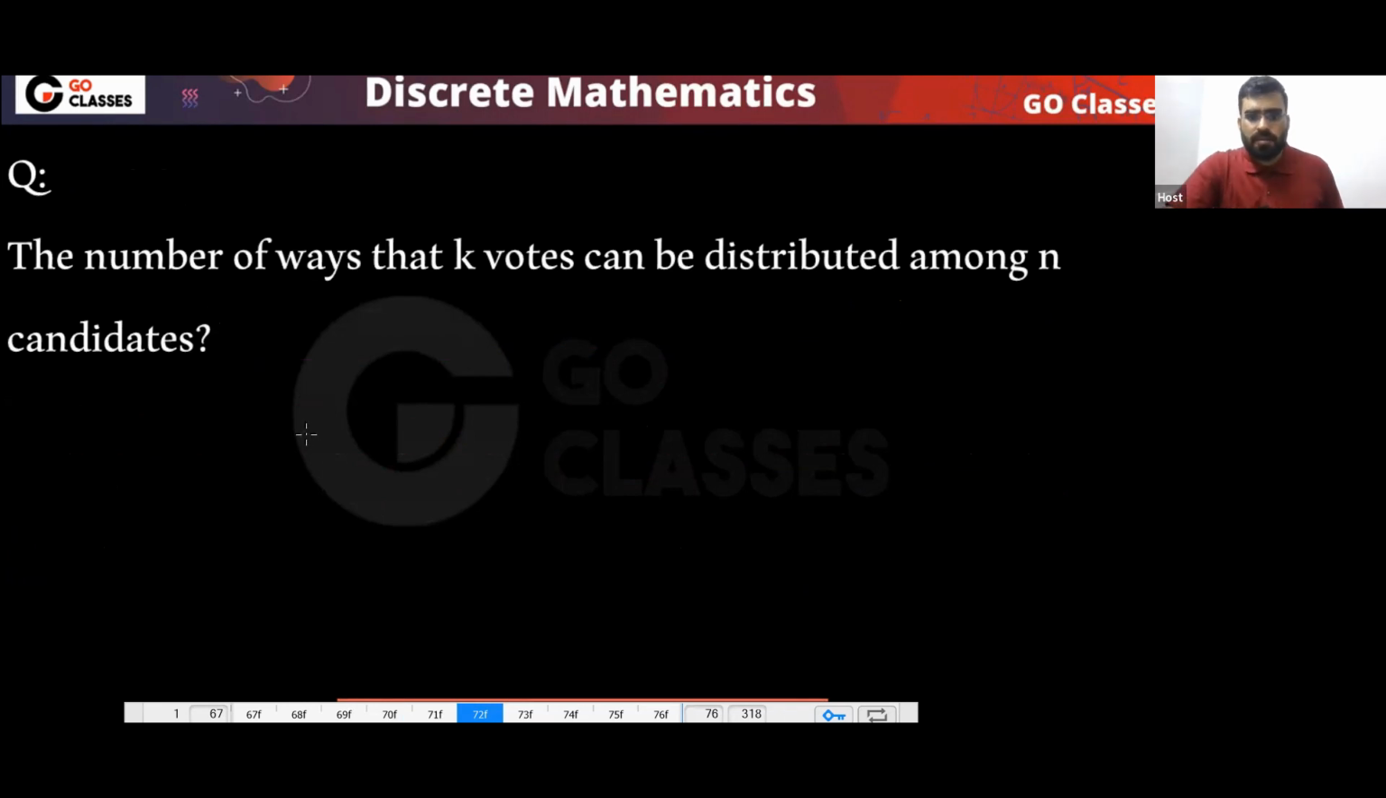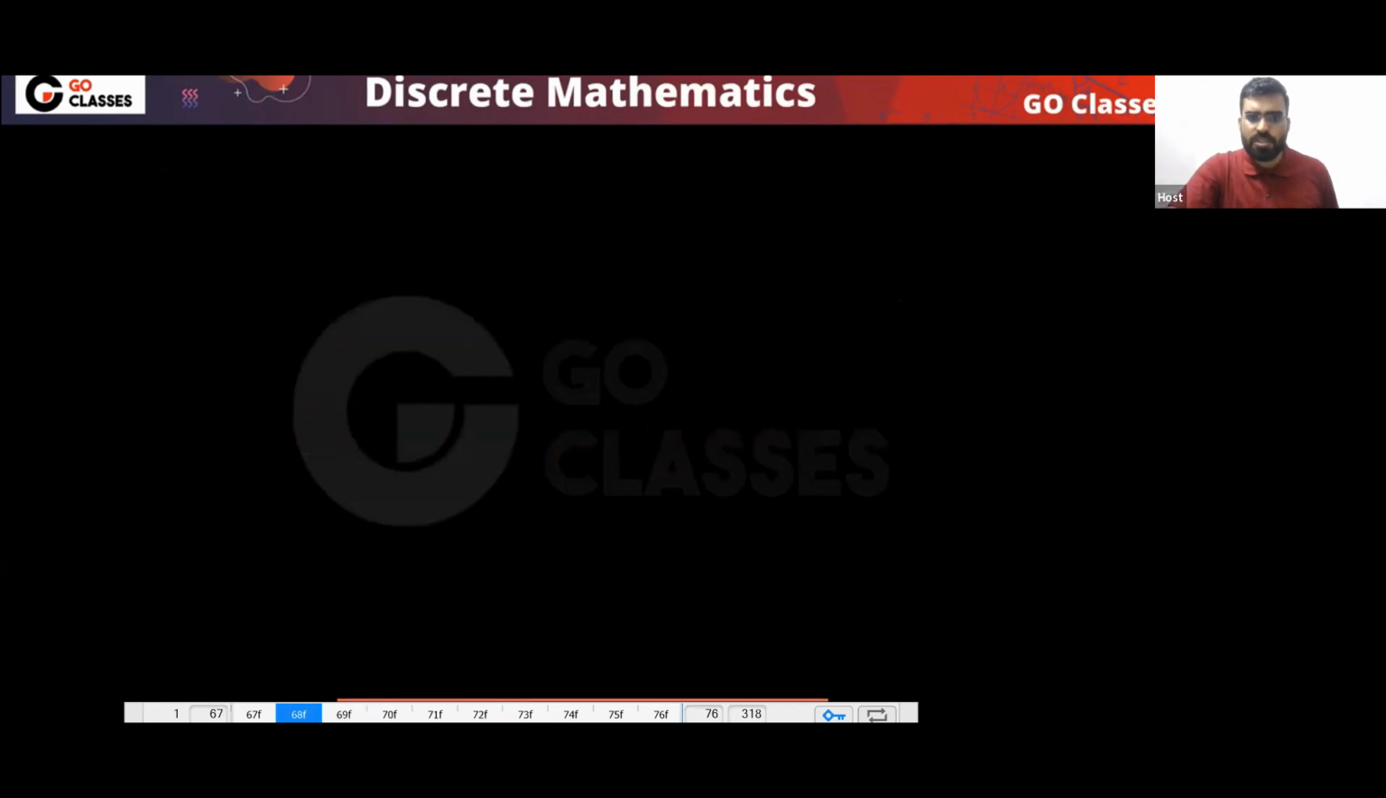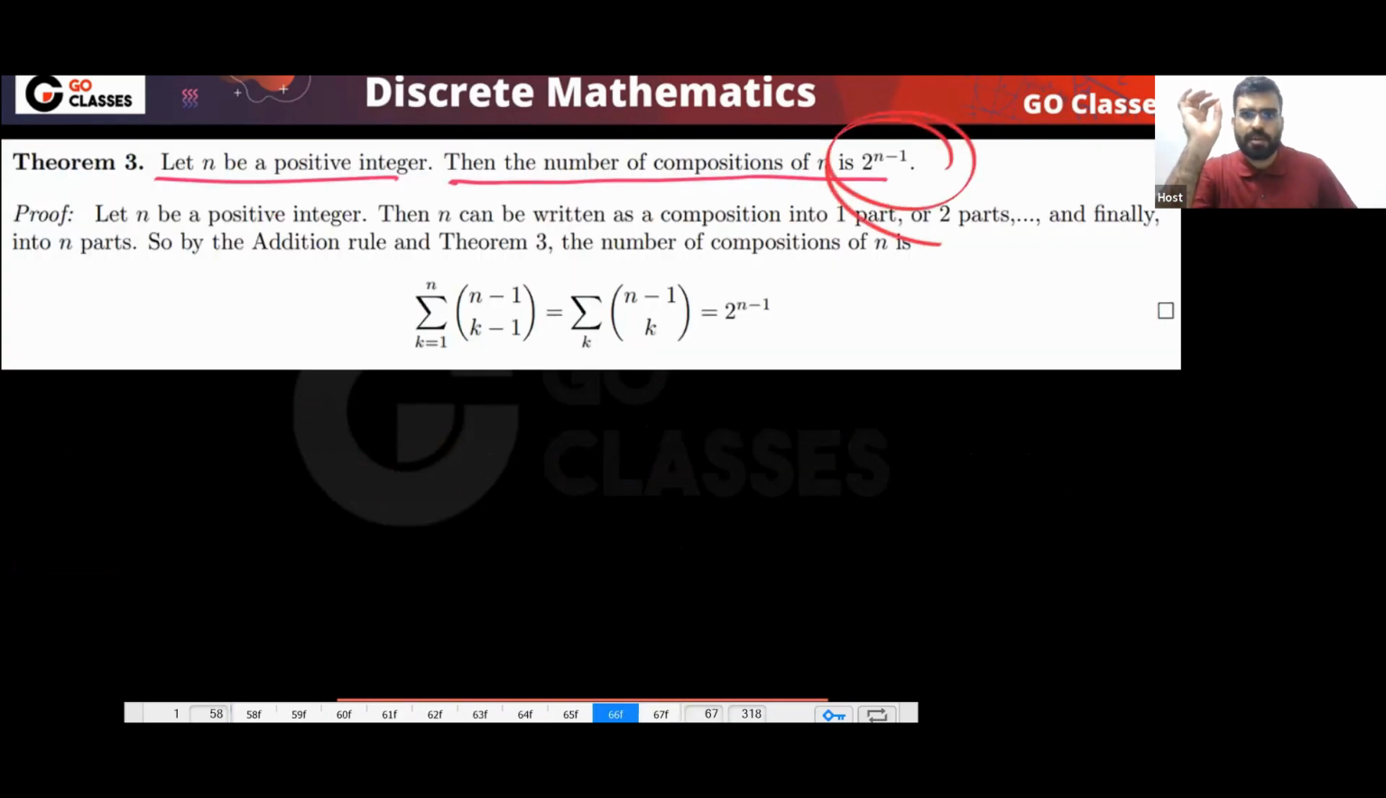Did you understand this integer composition? Does anyone have any doubt in this? How many integer compositions are there in total? 2 power n minus 1. Does anyone have any doubt, or did you understand? Basically 1 part, 2 part, and so on up to n parts. So you are doing the summation.